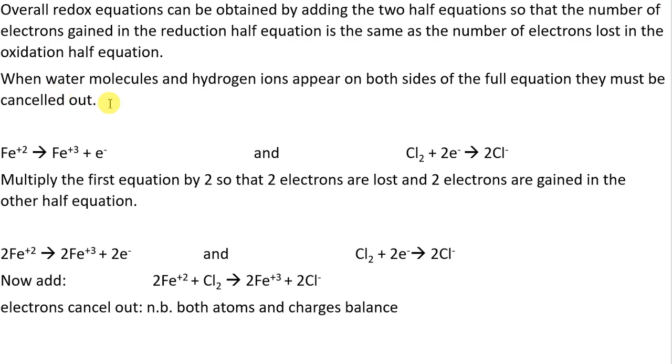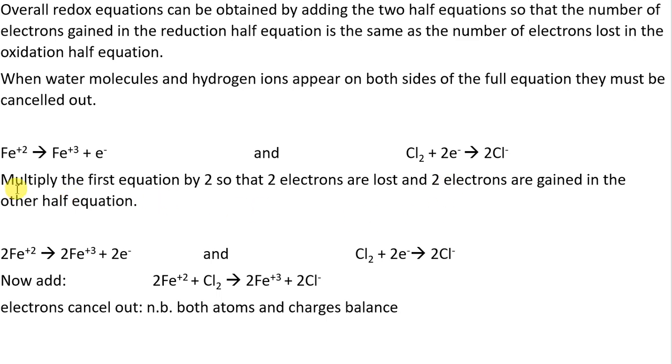Sometimes this happens, but when water molecules and hydrogen ions appear on both sides of the full equation, they must be cancelled out. Given two half equations, I see on the left the Fe ion, producing electrons, being oxidized. Chlorine on the right, accepting them, being reduced. One electron provided by the iron ion half equation, two required by the chlorine.